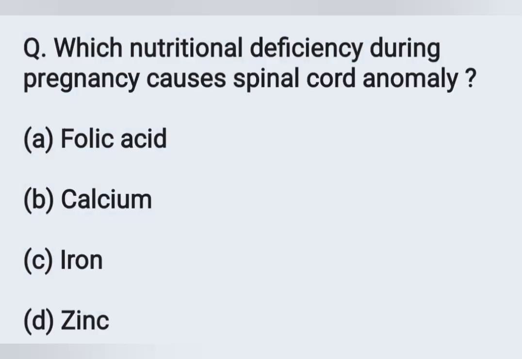Move on to the next question. Which nutrition deficiency during pregnancy causes spinal cord anomaly? Options. Option A, folic acid. Option B, calcium. Option C, iron.